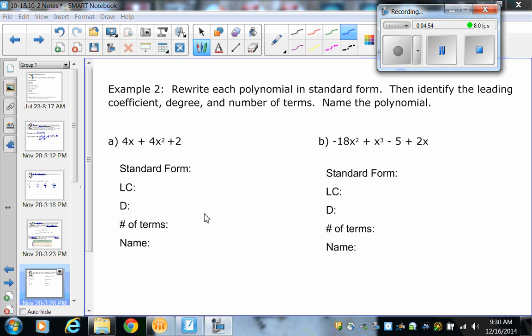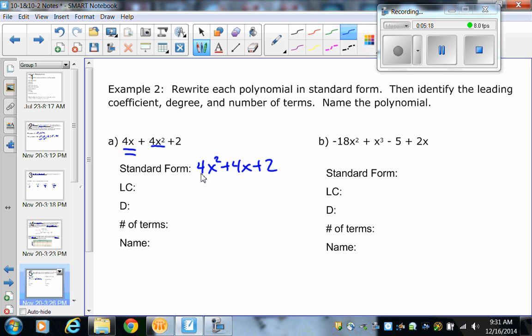Example 2 says to rewrite each polynomial in standard form, then identify the leading coefficient, degree, number of terms, and also name the polynomial. So I'm going to look for the highest exponent. In this case it's x squared. So that's going to be my first term. The standard form is going to start with 4x squared. The next highest is x to the first, and then our constant.